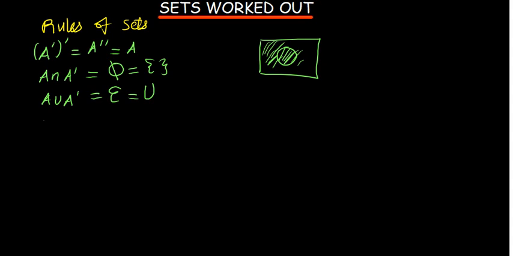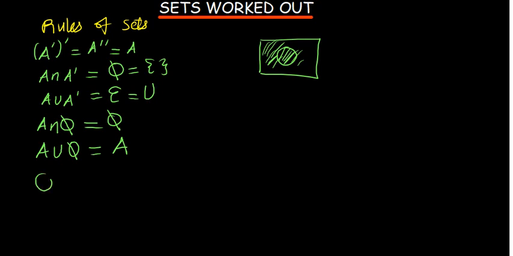Again, when you've got any set, you intersect it with an empty set. The answer is always going to give you an empty set. What is common between a set and nothing? There's nothing common. So that's why it's an empty set. But if you take any set and take a union with an empty set, union means combine. So if you combine something with nothing, it will always give you that same set.